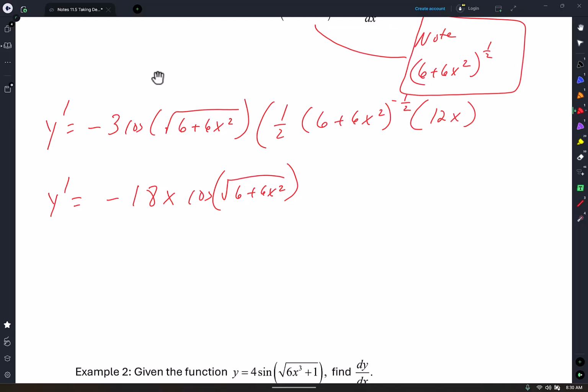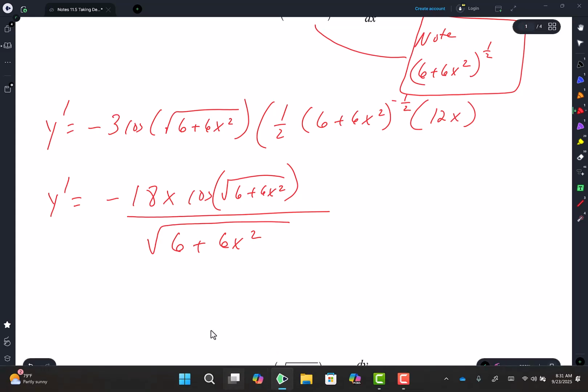I don't see any issues right now. Divided by, that says a -1/2, so when I bring it down, square root of 6 plus 6x squared. I don't see any issues. I think we're correct. Half of 12 is 6. 6 times 3 is 18. There it is, guys. There's number 1.